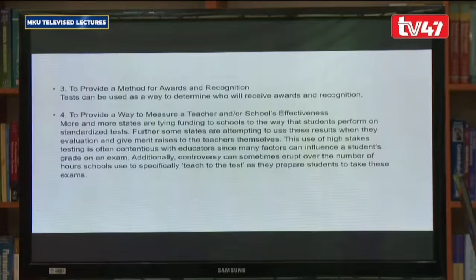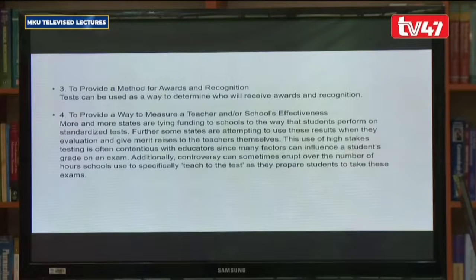Thirdly, they are used to provide a method of awarding and recognizing learner achievement. For example, those who have done well are recognized, and they are awarded accordingly. And for those who have done poorly, mechanisms are laid to help them improve where they are not performing well. Fourthly, tests are used to provide a way to measure a teacher's or a school's effectiveness. A test is used to see whether the school is performing its role and whether the teacher is teaching effectively what they are expected to teach.